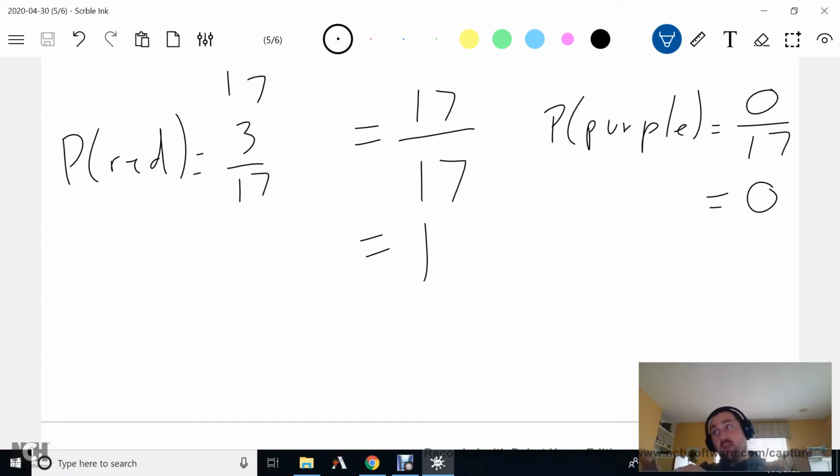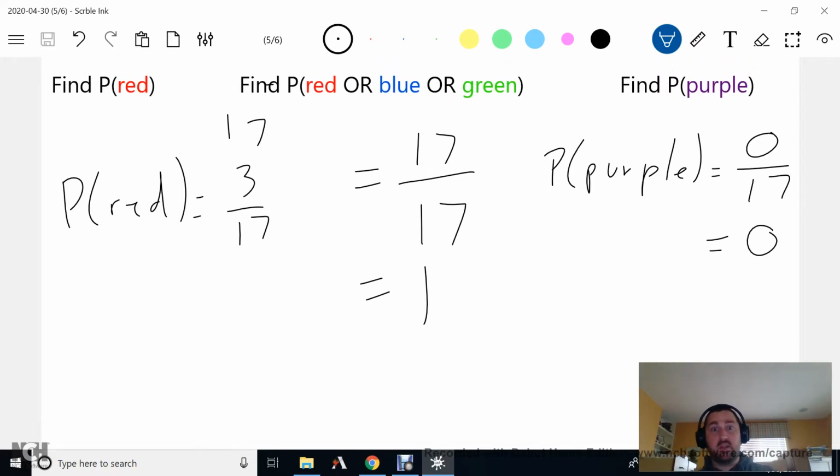So probability of 1 means the thing has to have occurred. Probability of 0 means the thing cannot ever occur. And in this case, purple is that because there's no purple marbles. Okay? So just kind of framing, to be thoughtful about counting, be careful about defaulting to just types of outcomes. We want to think about total numbers of outcomes.